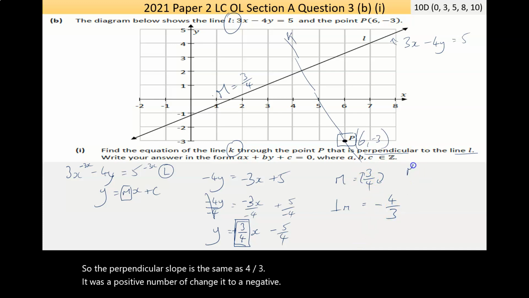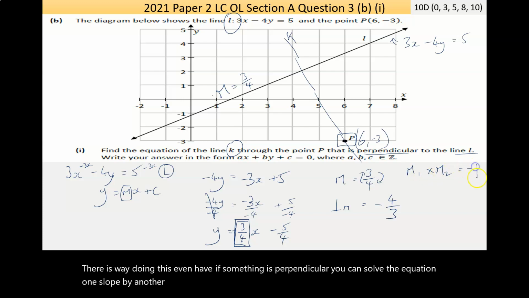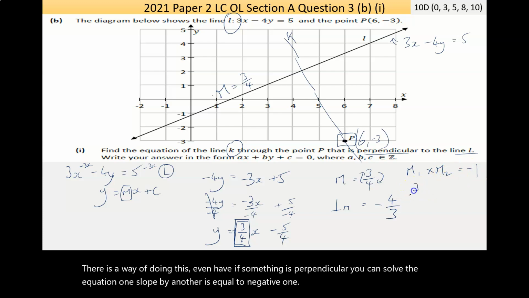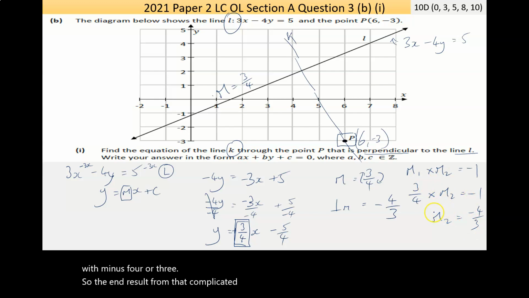There's a way of doing this. If something's perpendicular, you can solve the equation: one slope multiplied by the other is equal to -1. If you have 3/4 times the other slope equals -1, you can solve that. You end up with minus 4 over 3. So the end result from that complicated way is going to be the same answer. So this faster trick way helps us out.